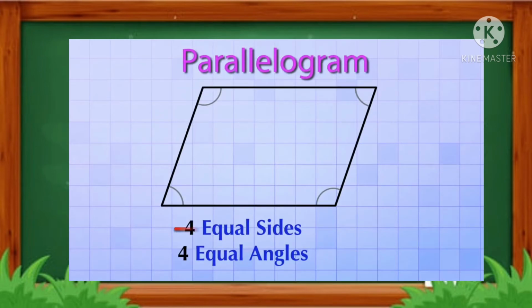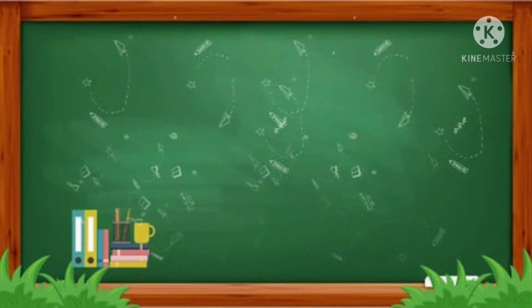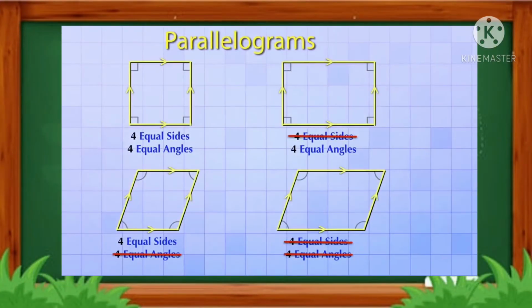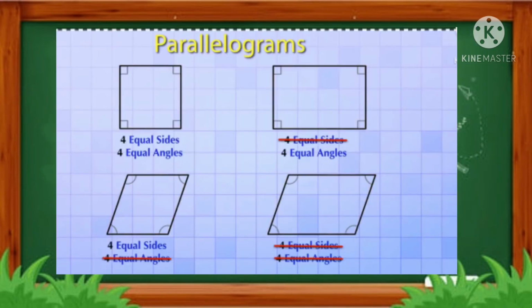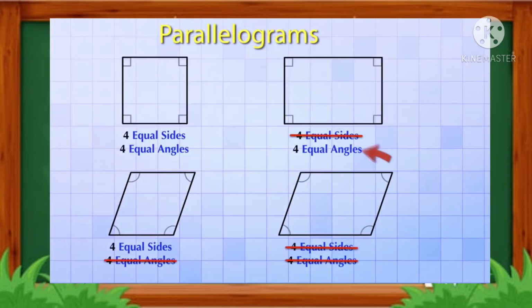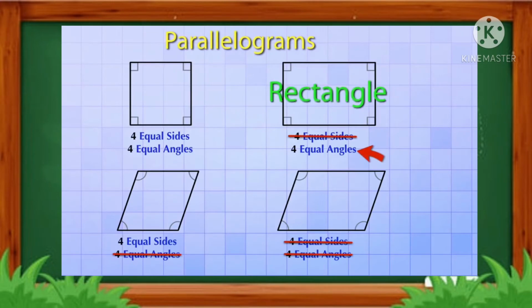Another is a parallelogram. Even though it does not have 4 equal sides and 4 equal angles, still it is made from 2 pairs of parallel sides. All of these shapes are parallelograms, just like they're all quadrilaterals. It's just that we have special names for them. If their angles are all equal, it is a rectangle. Or if their sides are all equal, it is a rhombus. Or if both their angles and sides are all equal, it is a square.